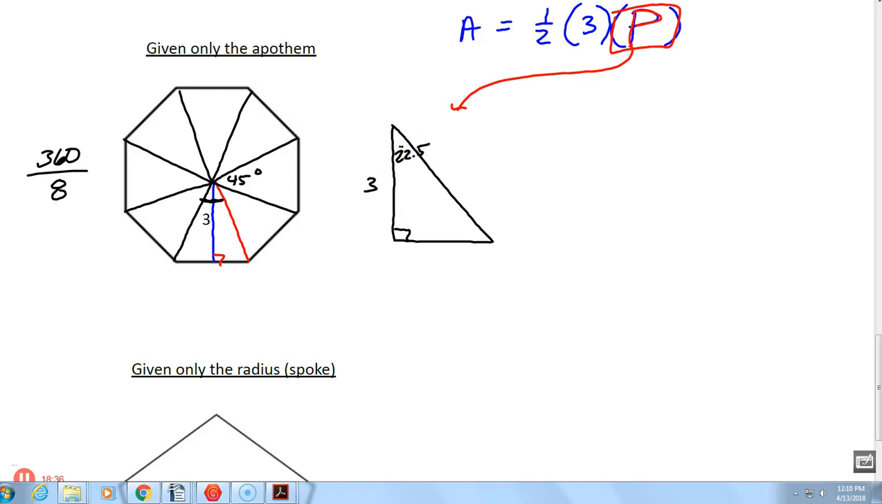22.5. And what would really help me out is if I get this value, because that'll be this side. I can double it, get the whole thing, and then find the perimeter. So I'm going to put my dude here. I'm going to stand right there.